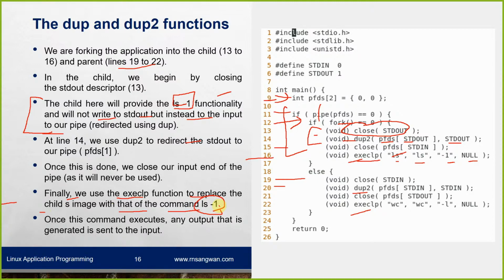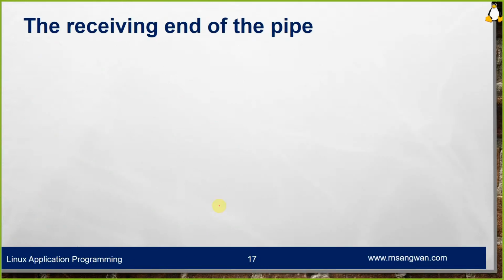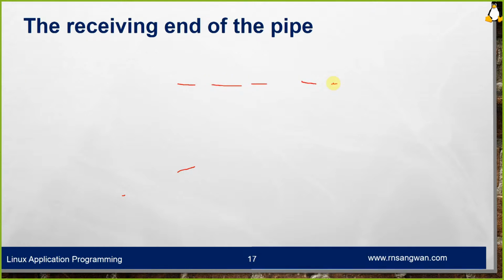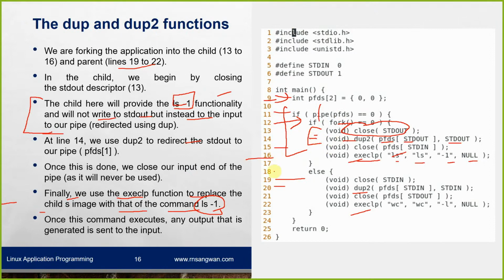Once the command executes, any output that is generated is sent to the input of the pipe. The receiving end of the pipe, the parent, plays this role, and it follows a very similar pattern. The way we are reading, the way we are writing, we follow the same pattern. We first close our standard input descriptor at line number 19, and we use the dup2 function again at line number 19. I am talking about the same example, from line number 19 to this. I am referring to these lines now. Same pattern.